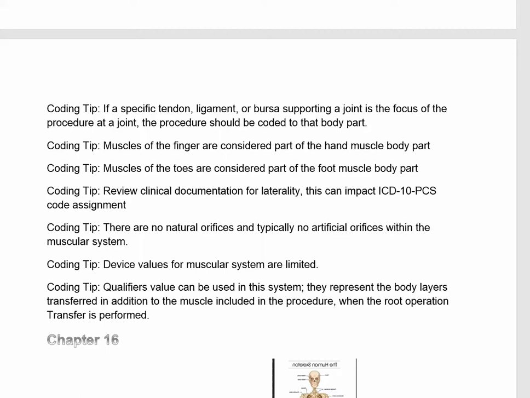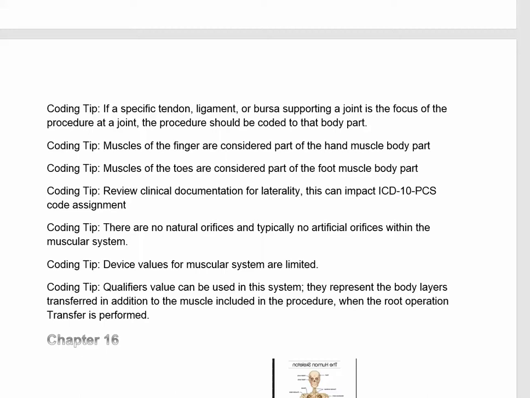In general, remember that there are no natural orifices or ways to get into a patient's muscle via a natural entry. So you can't access someone's shoulder muscle through a natural route. They're going to have to make some type of incision, whether it's a small incision such as percutaneous or a large incision, which we would call open, to get into someone's shoulder joint or shoulder muscles. Device character values are also limited for our muscular system.